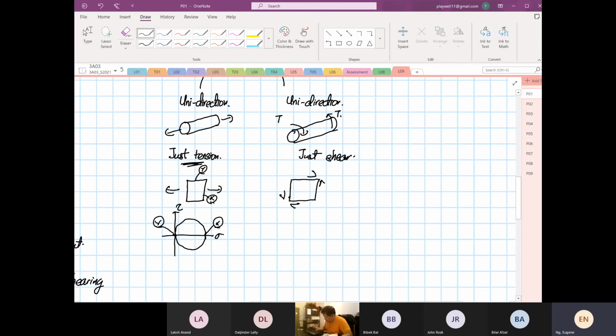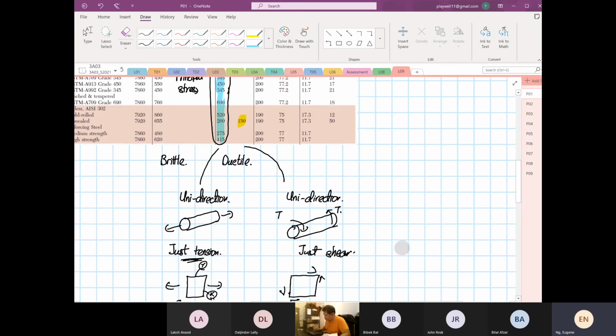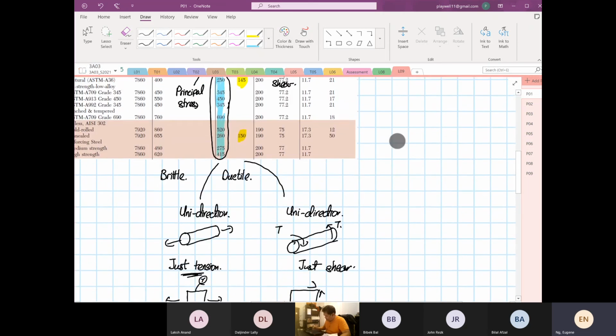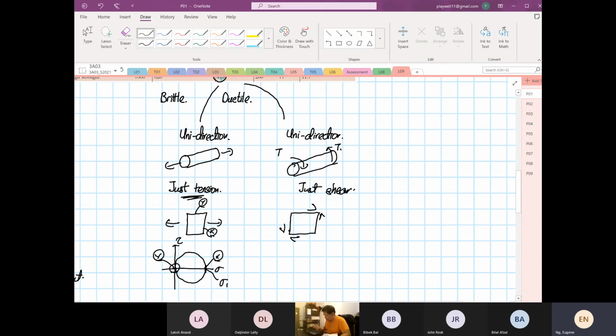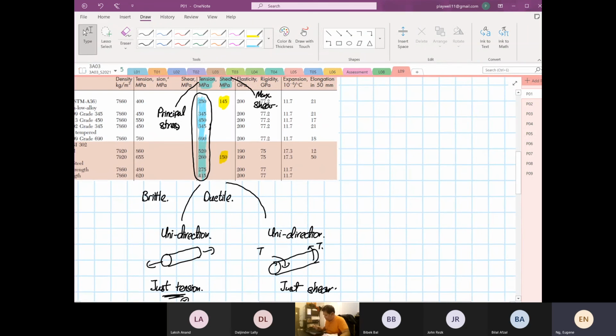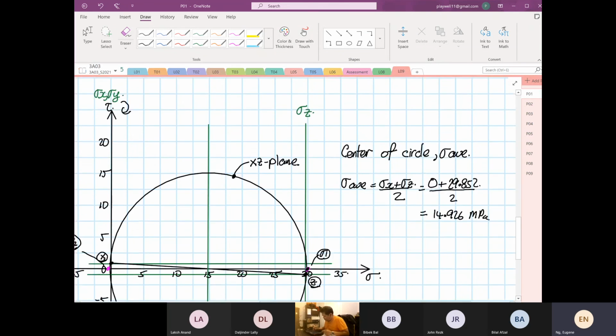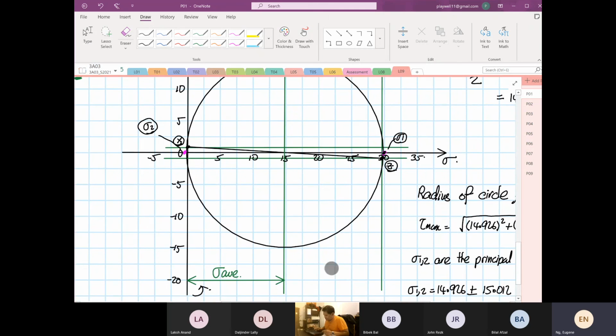This is the value that they got, and that is their principal stress. This is what is given down here, because the other value is equal to what? 0. They did not need to put this. So they quote this number over here, and this is where you compare with your Mohr circle.